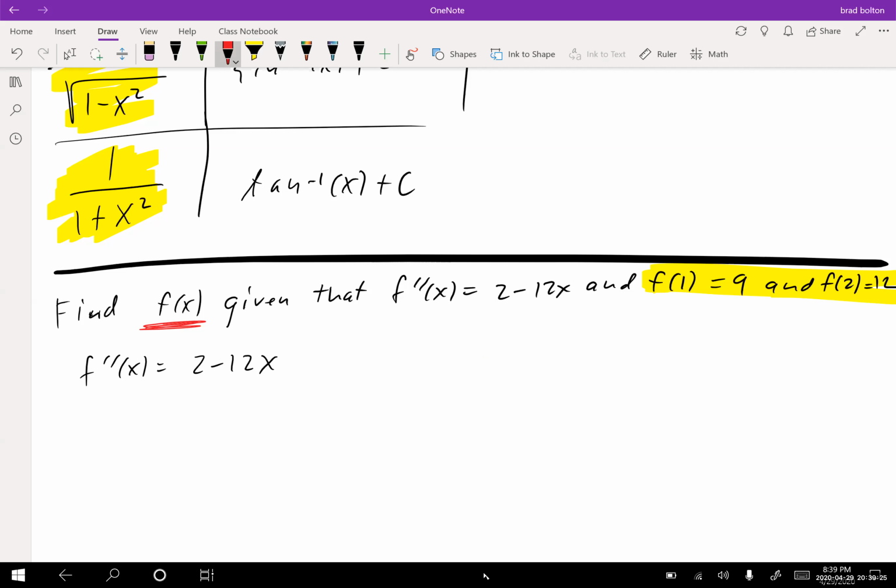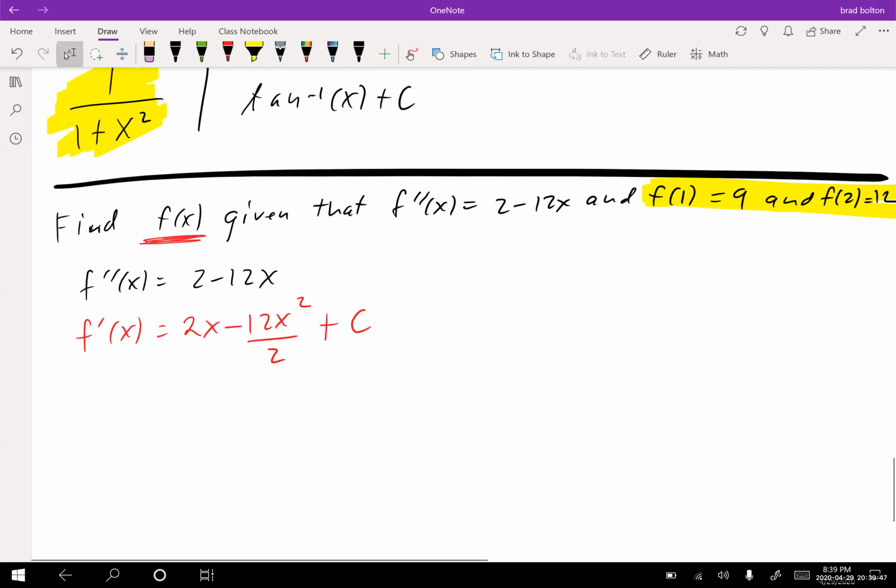Okay. Well, how do you undo a derivative? You use the antiderivative. So then f prime of x would be the antiderivative of 2, which would be 2x, minus 12x squared divided by 2. Do you guys see? I added 1 to the power and then divided by the power. Remember, this was a power of 1. But then I have to add the plus c.